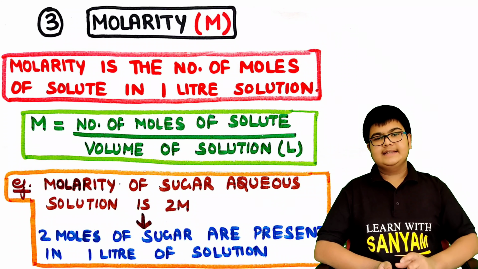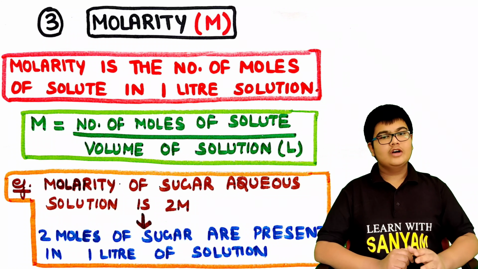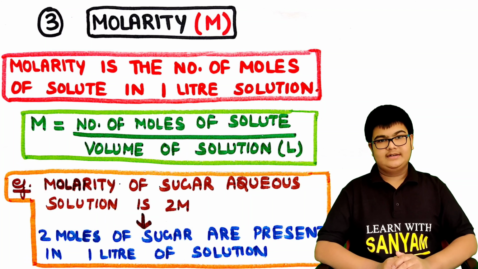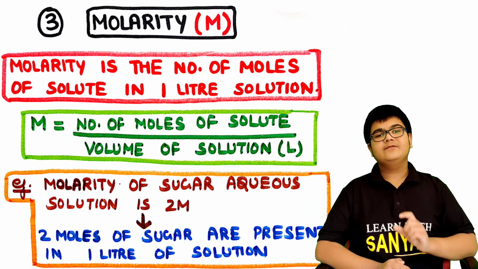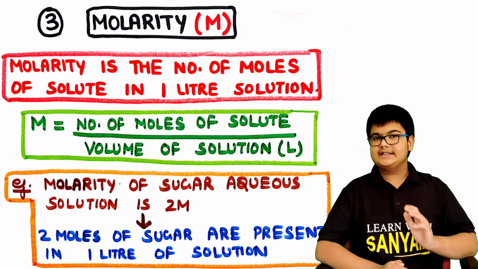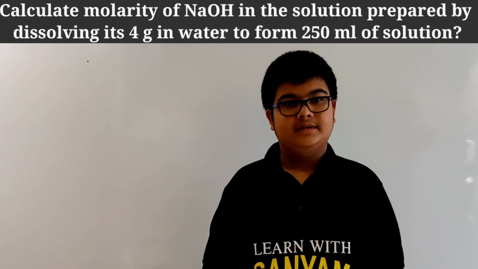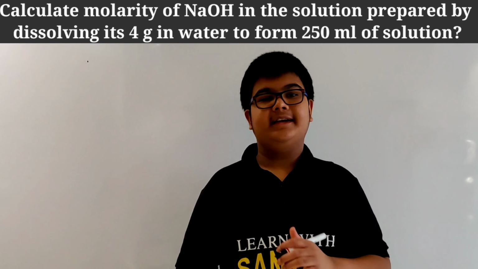So this means that 2 moles of sugar are present in 1 liter of solution, because molarity is the number of moles of solute in 1 liter of solution. So in this case, as sugar is the solute, molarity becomes 2 moles of sugar present in 1 liter of solution. So I hope that definition of molarity is clear. Now let's practice a few numericals based on molarity. So now let's discuss a few questions based on molarity.